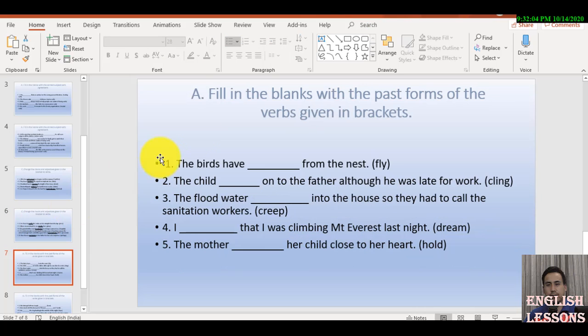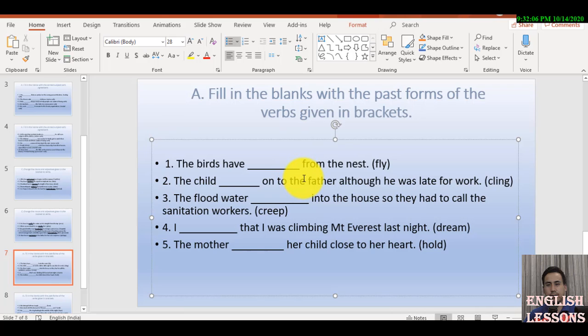The birds have, remember after have it should always be third form of the verb. So fly, flew, flown. Fly, first form of the verb, second flew, second form, third flown. The birds have, the correct answer will be flown. The birds have flown from the nest.